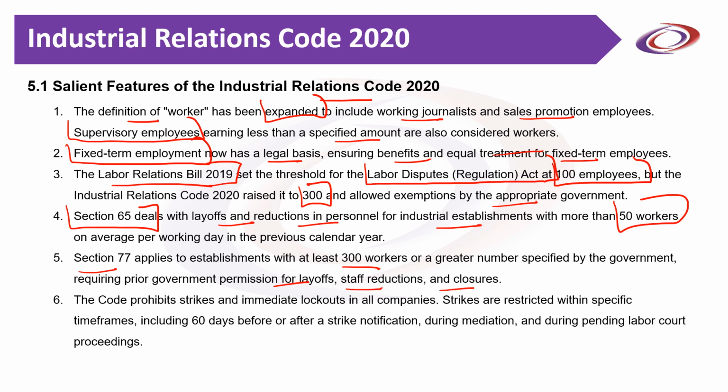Also, the code prohibits strikes and immediate lockouts in all companies. Strikes are restricted, a proper time frame has been provided, and permission and notice have to be given, including the 60 days before or after the strike notification, during mediation, and during the pending labor code proceedings. So these are some of the changes that have been introduced in the Industrial Relations Code. Now we will see separately the different areas which it deals with.